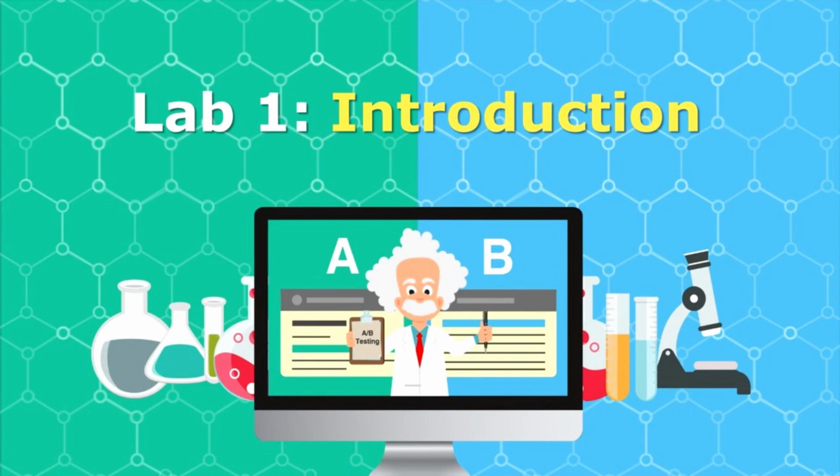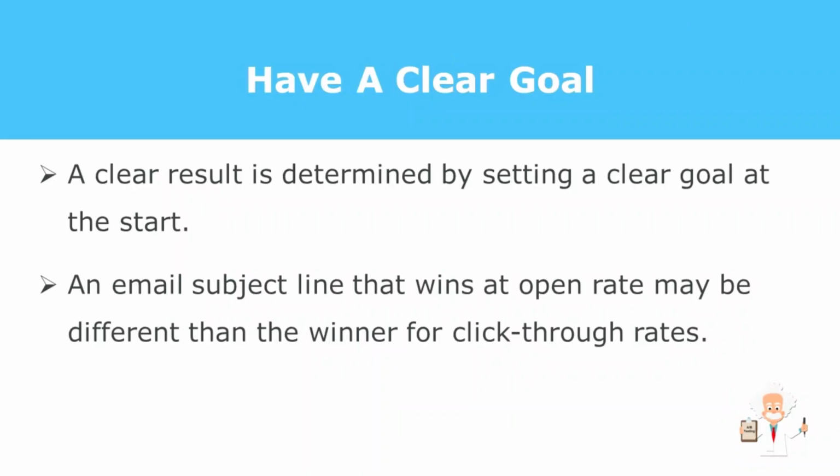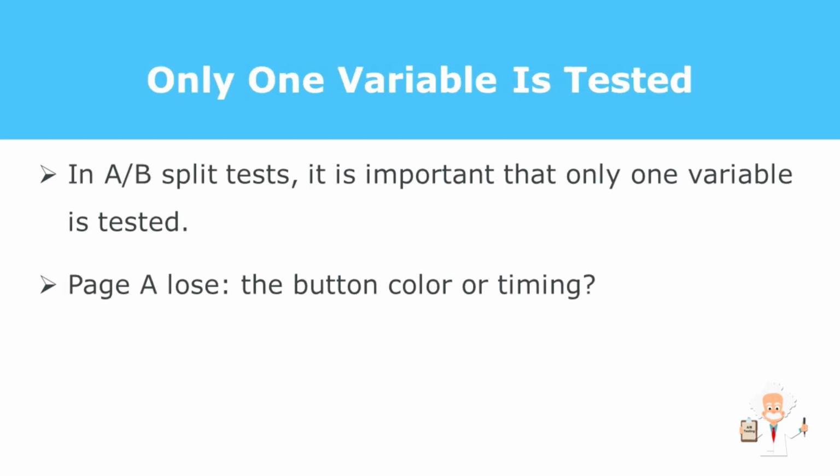Have a clear goal. Is your goal to drive traffic? Is it clicks or even opt-ins? A clear result is determined by setting a clear goal at the start. An email subject line that wins at open rate may be different than the winner for click-through rates. Define your goal first.